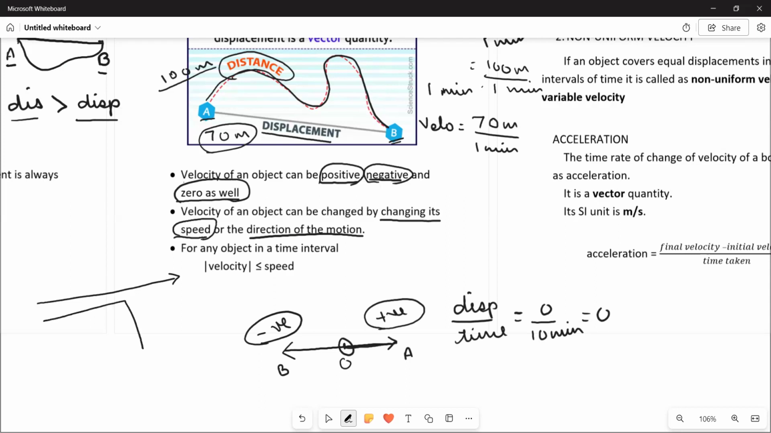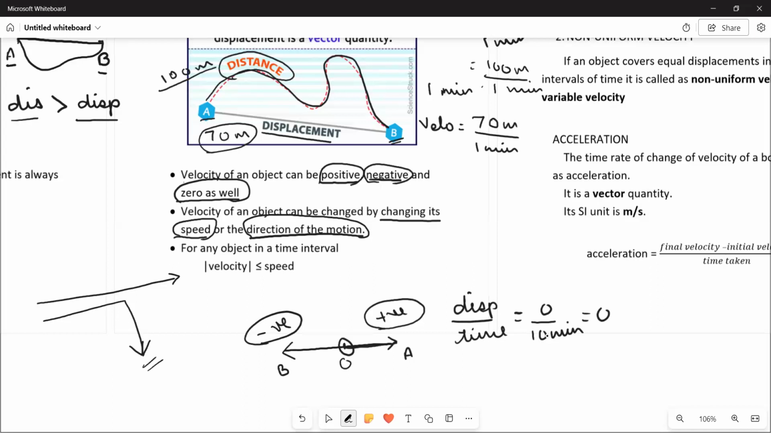Now we started going in this direction. We started moving in this direction. So in this case, as the direction is changed, our velocity will also change because, as we can see over here, the velocity of an object can be changed by changing its speed or the direction of the motion. Now we have changed the direction, and as the direction has changed, the velocity will also change.